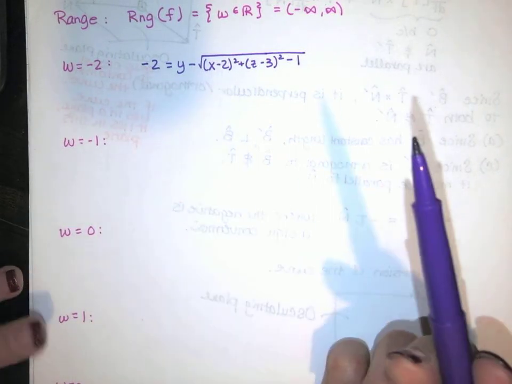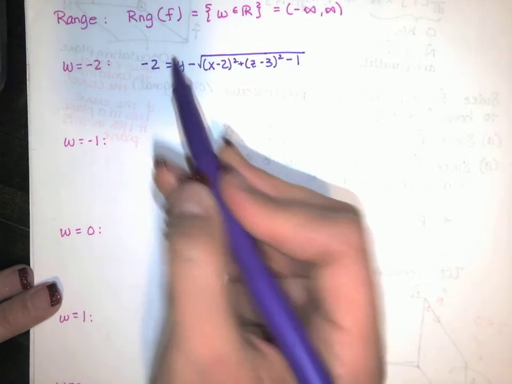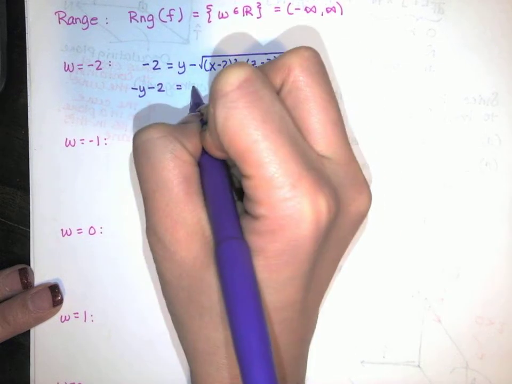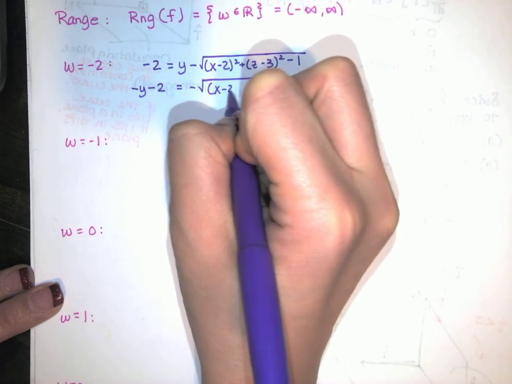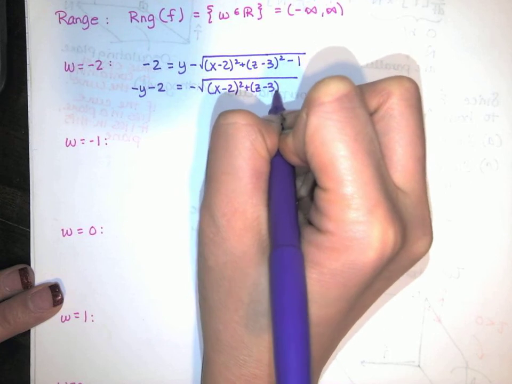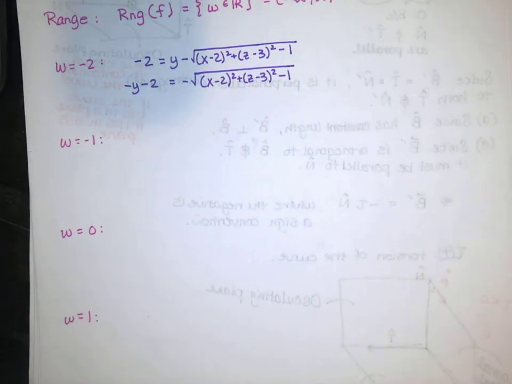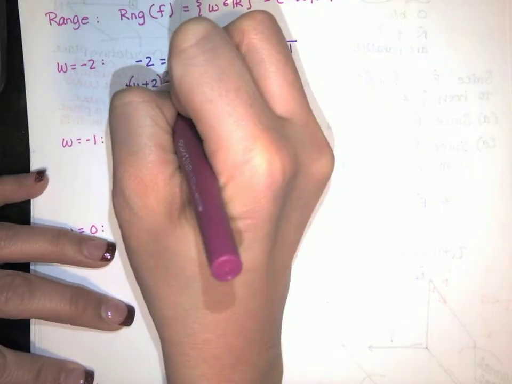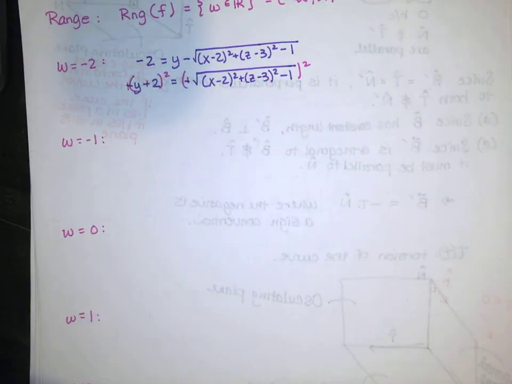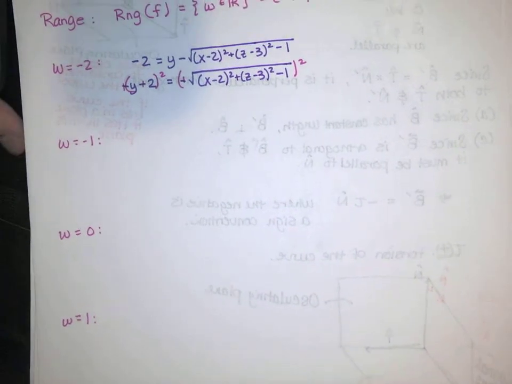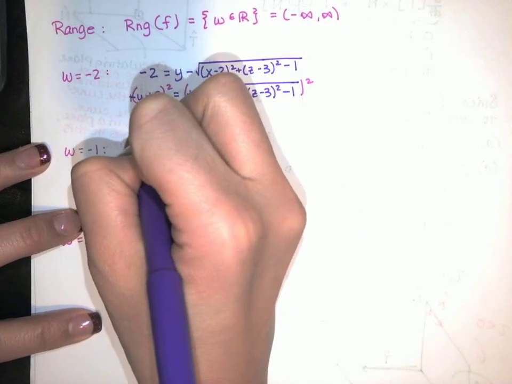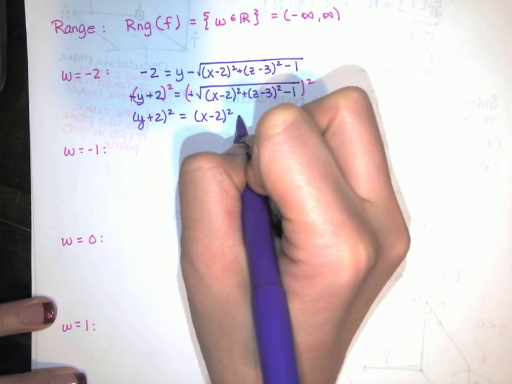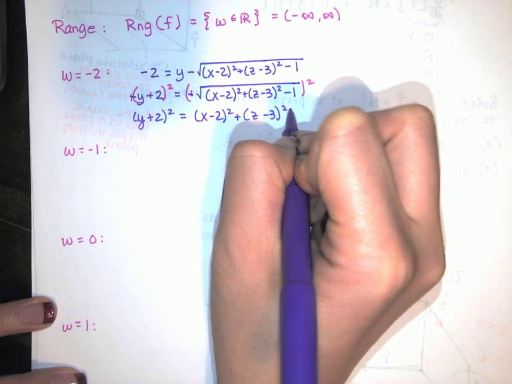But let's rearrange this equation until it looks like something we're familiar with. So let's subtract the y from both sides. So I have -y minus 2 equals this negative square root. And let's multiply both sides by -1 to get rid of the negatives. And let's square both sides to get rid of the square root. So now I've got (y plus 2) squared equals (x minus 2) squared plus (z minus 3) squared minus 1.